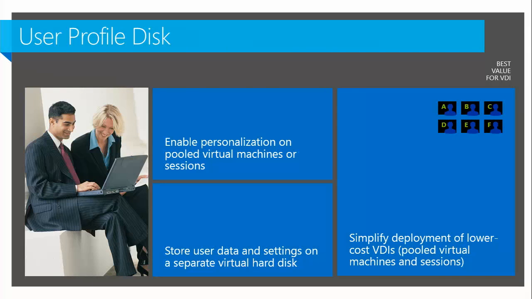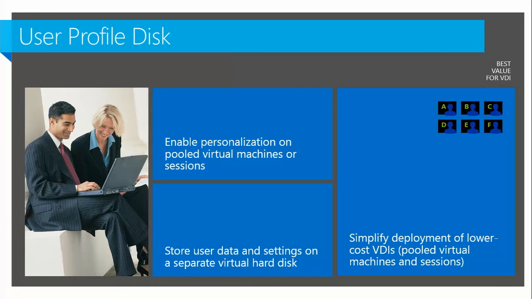Users like to be able to set their own background wallpaper, right? Do you guys let your users do that? Users want to have their own favorites in IE, and in a pooled environment, they're not always going back to the same machine, so those changes, how do we make sure that stuff follows them? User profile disk is a way we can do that. At a technical level, basically what we do is we take the C:\Users\username directory, and we take the HKEY_CURRENT_USER registry keys. We store those in a separate VHD file.